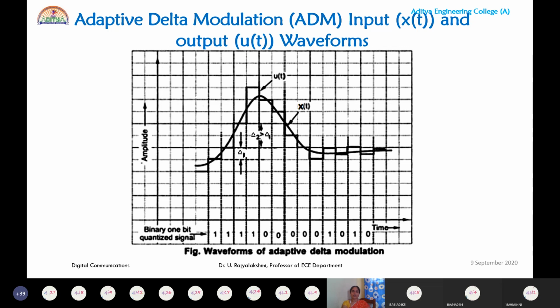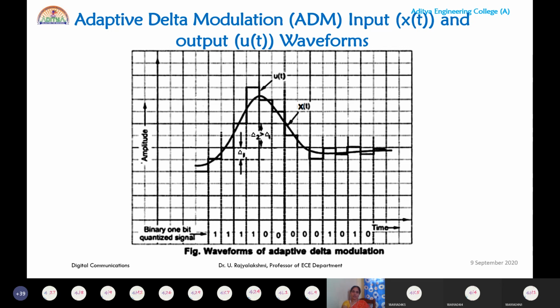So please clearly observe the step size variations of U of t. The step size is doubled when the present sample magnitude of X of t is far greater than the past sample magnitude of X of t. When the present sample magnitude of X of t is almost equal to the past sample magnitude of X of t, then the step size is made half.